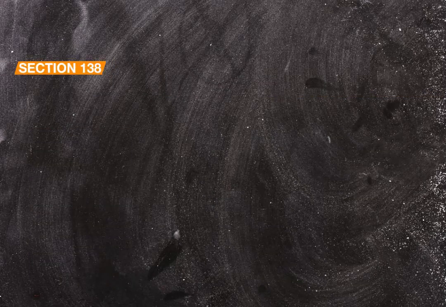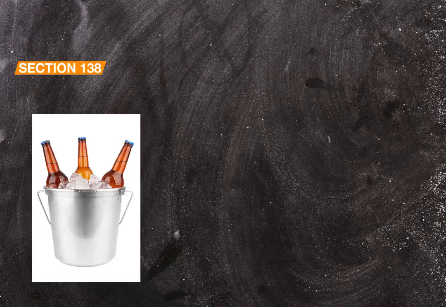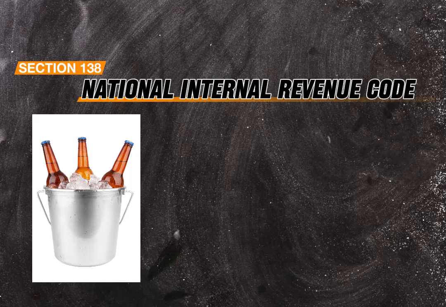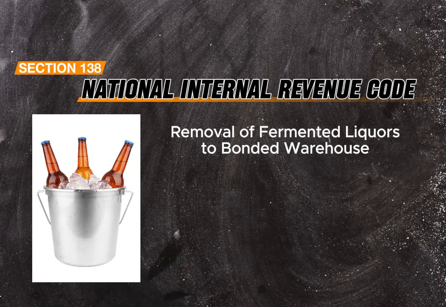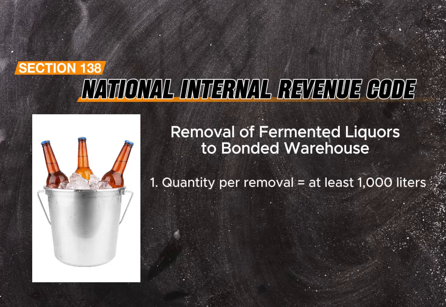What if you are a manufacturer of fermented liquors like beer? Are you allowed to transport or remove from your brewery your beer products? Yes, you will be allowed to remove your beer products from your brewery or any place of manufacture to a bonded warehouse used by you exclusively for storage or sale in bulk of your fermented liquors. However, the amount of fermented liquor to be transported or removed must be at least 1,000 liters at one removal. You must also secure a permit from the Commissioner of the BIR before the transport and removal.